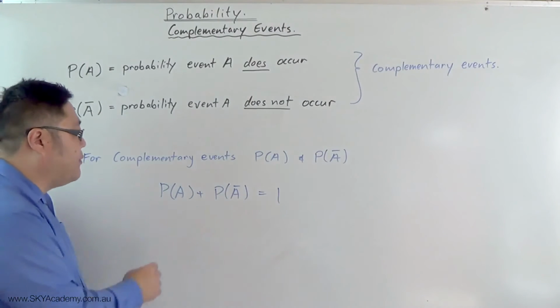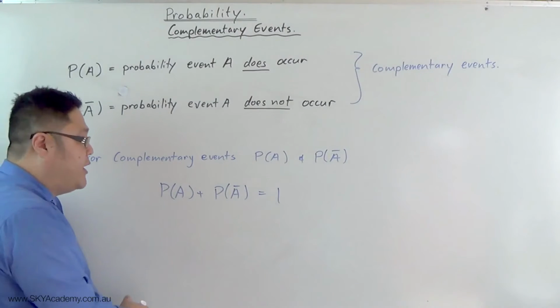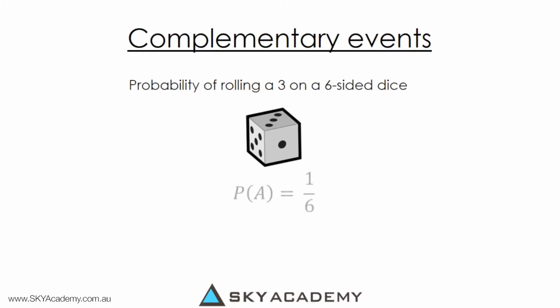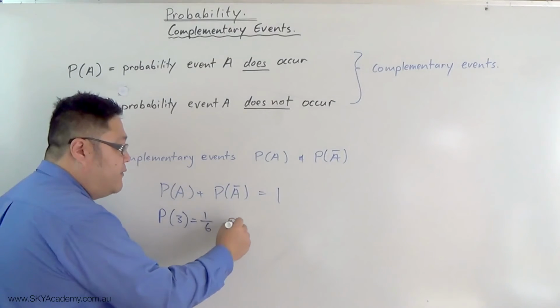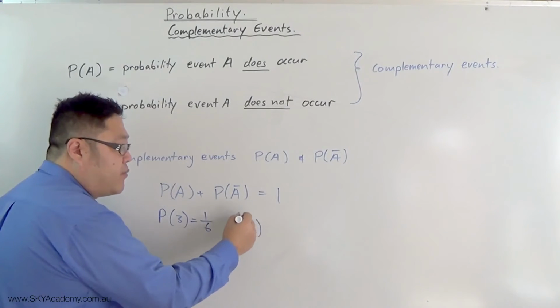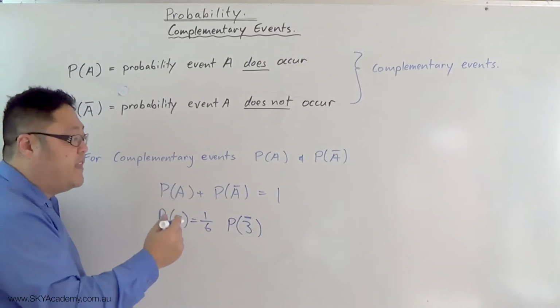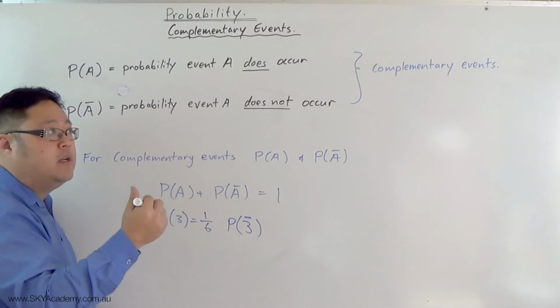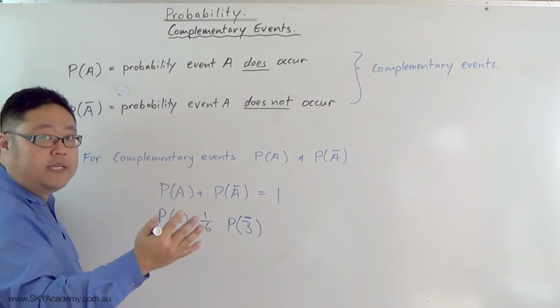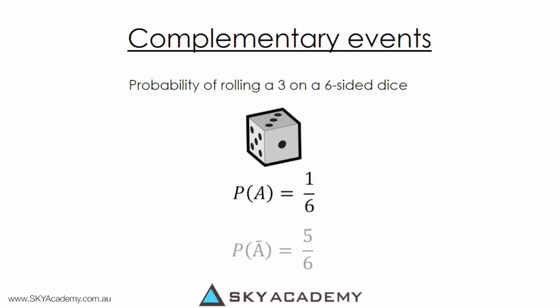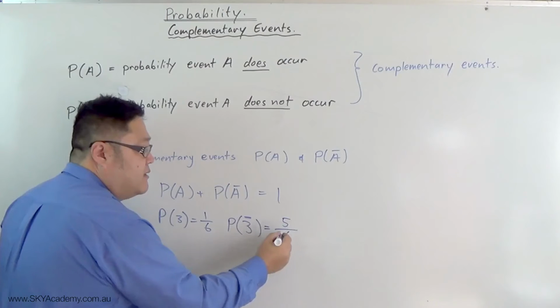So for example, what's the probability of rolling a 3 on a dice? It's going to be 1 out of 6, isn't it? What's the probability of not rolling a 3? We write that with a 3 with a little dash on top. Not rolling a 3? Well, there are 5 other numbers that it could be: 1, 2, 4, 5, or 6. So it's going to be 5 out of 6.